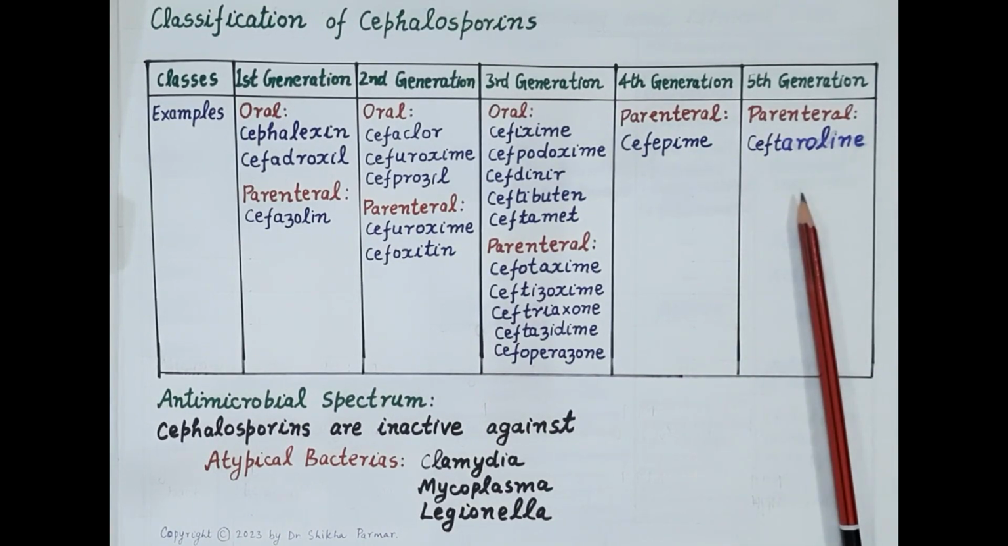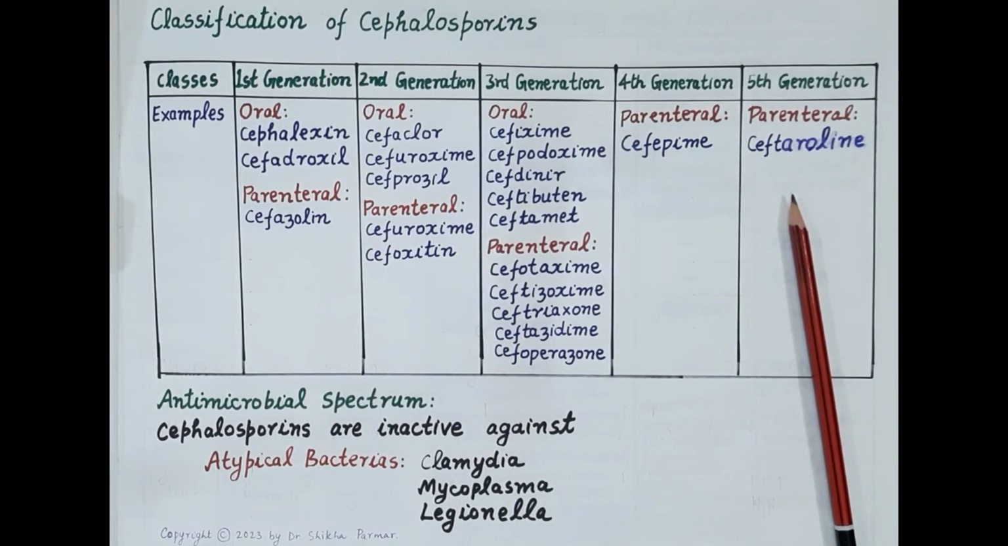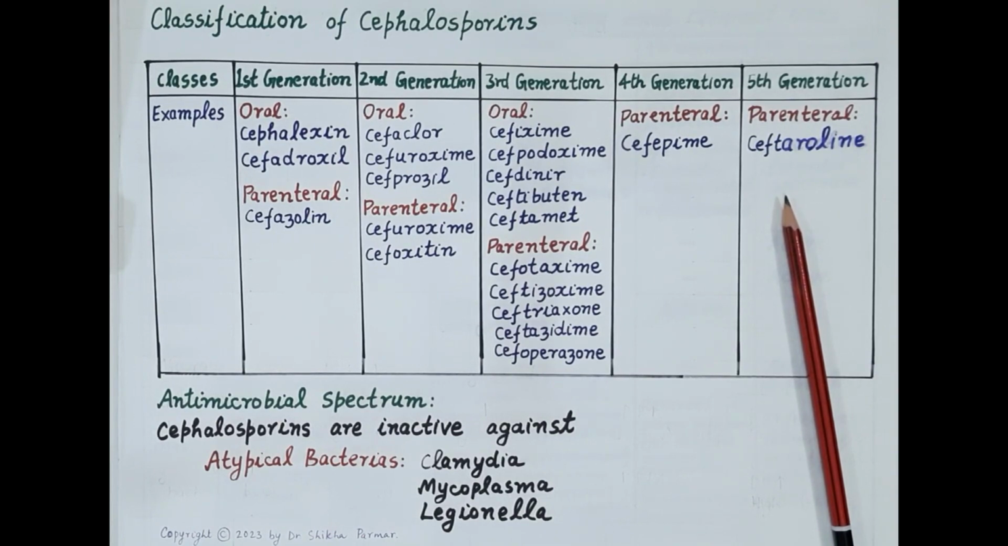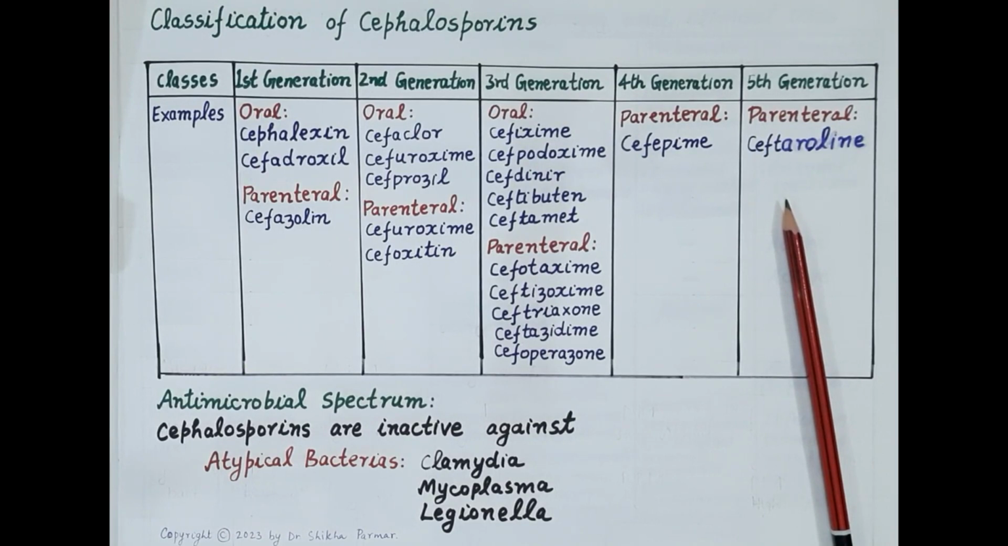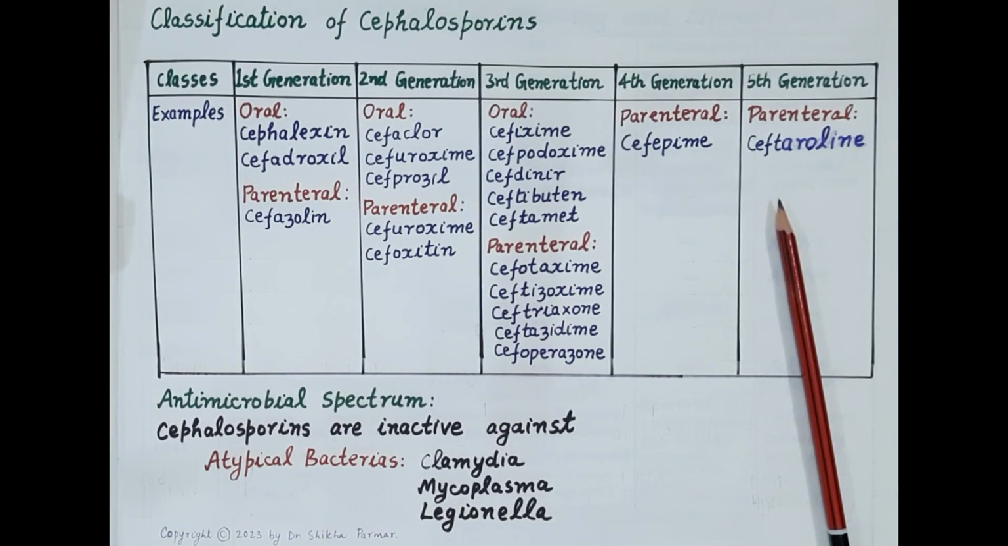Then ceftaroline. Ceftaroline is a parenteral 5th generation cephalosporin. It has maximum activity against gram-positive bacteria. Now, very important, it is the only cephalosporin that is active against resistant strains like methicillin resistant Staphylococcus aureus, Listeria monocytogenes, Enterococcus faecalis. Now, it has good activity against gram-negative bacteria also.